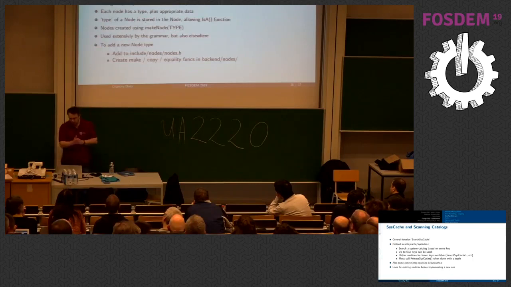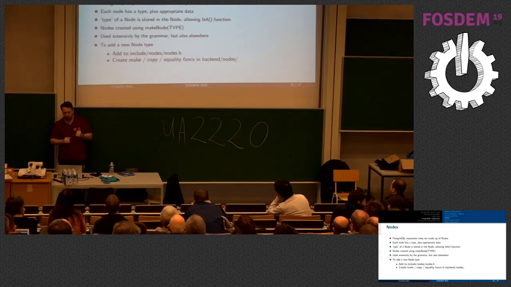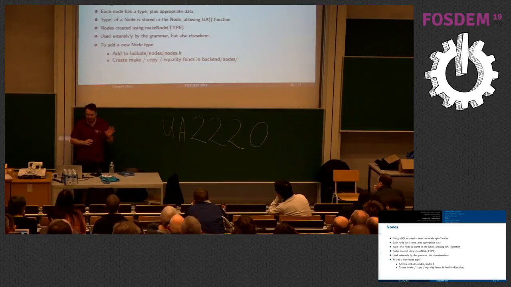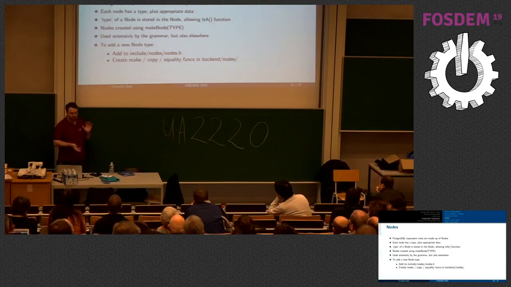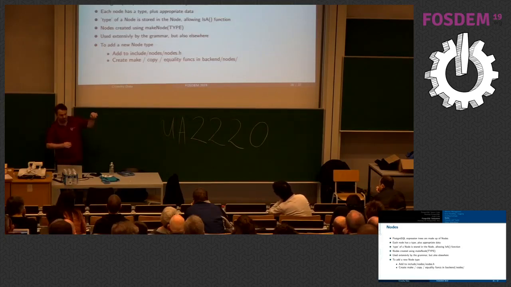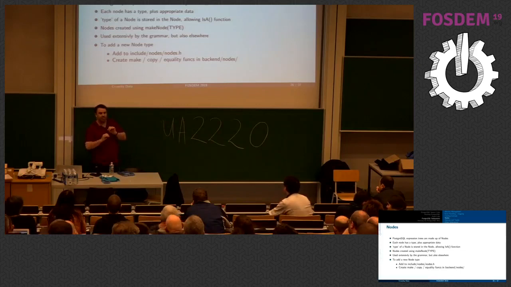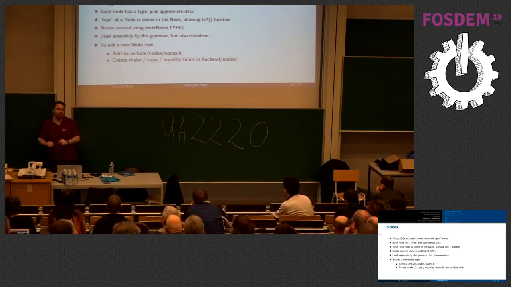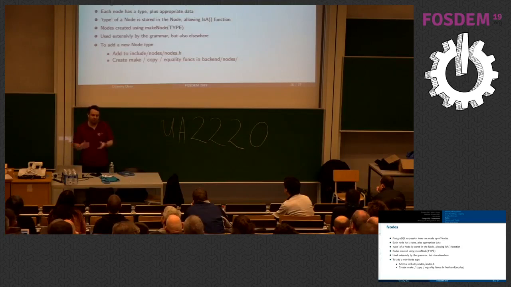our system. So I talked about nodes earlier. Expression trees are made up of nodes. Every node is a type plus a bunch of appropriate data. The type is stored as the first item inside of the node structure, so you can use IsA on it to determine what kind of a node it is. Whenever you create a node, you should be using makeNode, and then you need to make sure that you add into nodes.h and then all of the make, copy, and equality function pieces inside of backend nodes. So if you add a new node into the system, there's a bunch of stuff that you have to go add, a bunch of boilerplate essentially. Things for knowing if two nodes are equal, things for knowing how to copy that node.